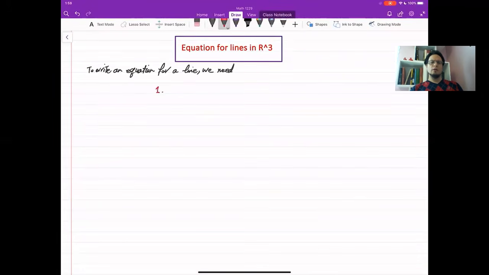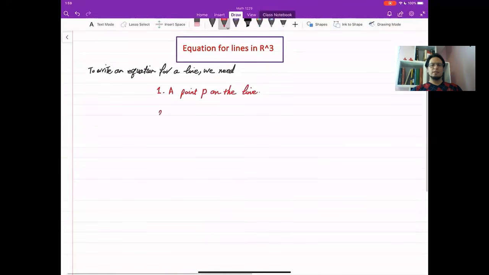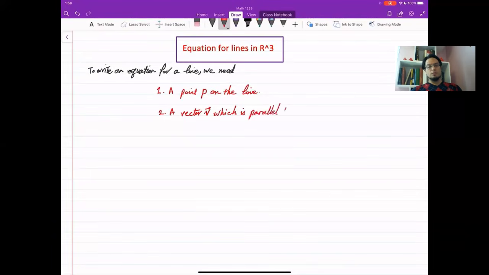One, we have to have a point, let me denote it by P, on the line. So any point on the line. The second thing is a vector, which is parallel to the line. This vector we denote by V, and we will use that to write an equation for the line. So one point and one parallel vector, V.